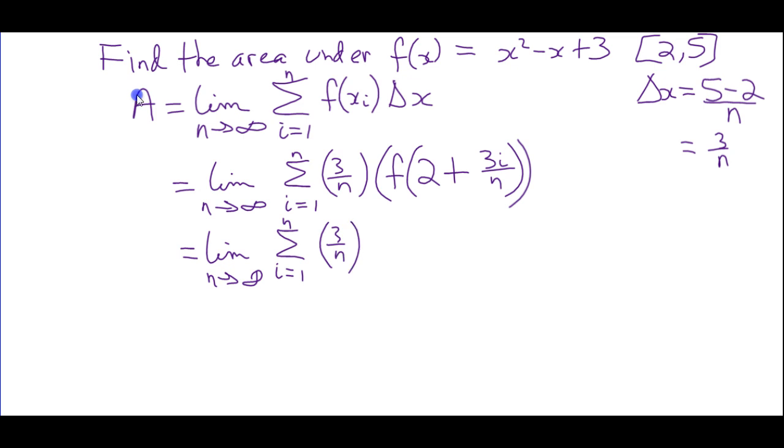Okay, well, f of x is defined for us here. So we're going to substitute this expression, 2 plus 3i over n, wherever we see an x in the original function definition. So we're doing the sum of 2 plus 3i over n quantity squared, that's the x squared, minus 2 plus 3i over n, minus x, plus 3.